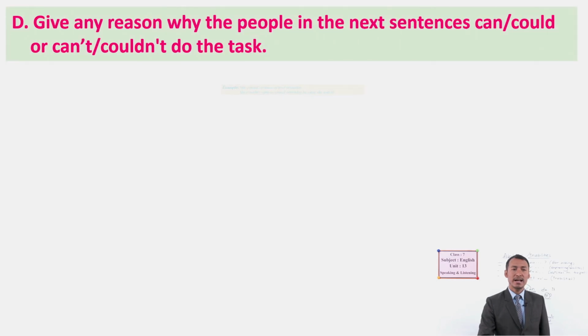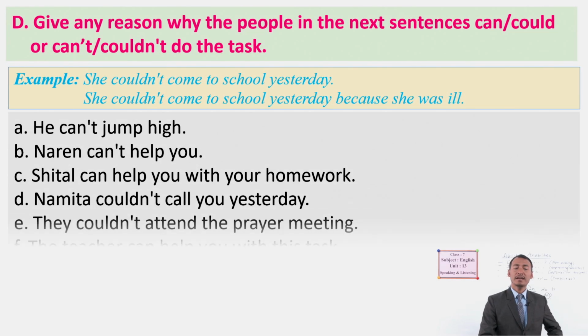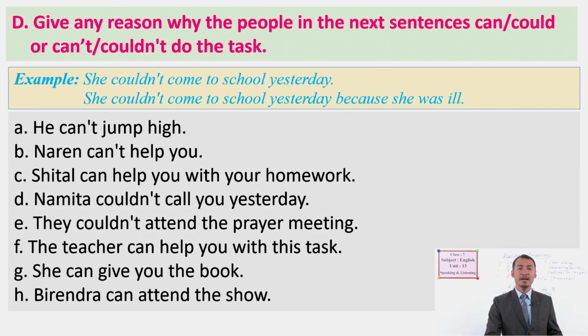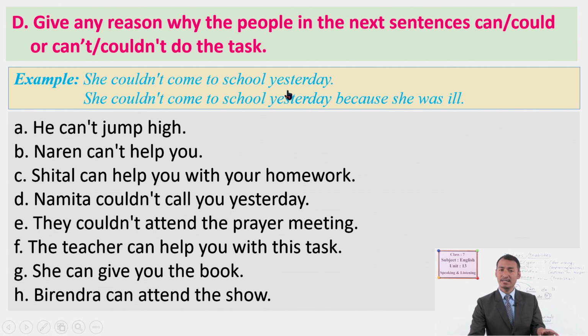Now we will see another exercise, which is to give a reason why the people in the next sentences can, could, can't, or couldn't do the task. For example, look at this example. She couldn't come to school yesterday. Now, why?